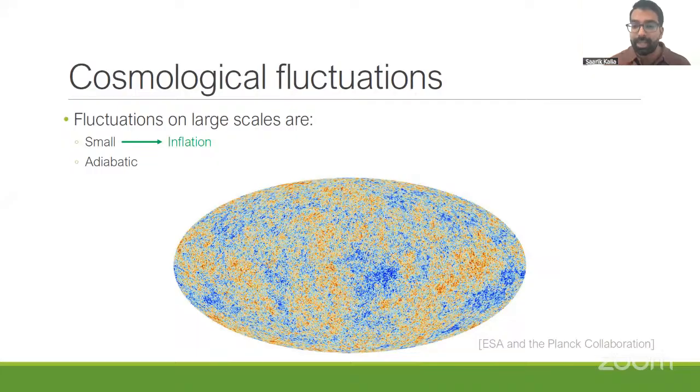Another property that we know about fluctuations on large scales is that they should also be adiabatic. And when I say adiabatic, basically what I mean is that the fluctuations are correlated between different components. So that means if this place here has a little bit more photons, it also has a little bit more baryons and a little bit more dark matter, et cetera. And if this place has a little bit less photons, it also has less dark matter, less baryons, et cetera. And again, any good theory of cosmology should be able to explain that.